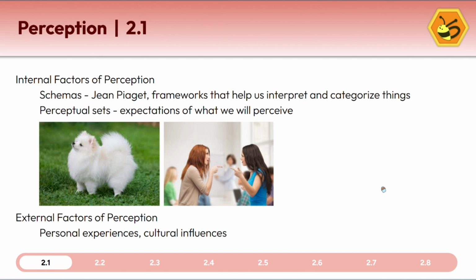Schemas are an idea developed by Jean Piaget, which are basically simple frameworks that help us interpret and categorize things. So, for example, my schema of a dog is that it's fluffy and it barks and it has 4 legs. Perceptual sets are basically when we have expectations of what we will perceive in the future. Perceptual sets can cause us to see what we expect to see.